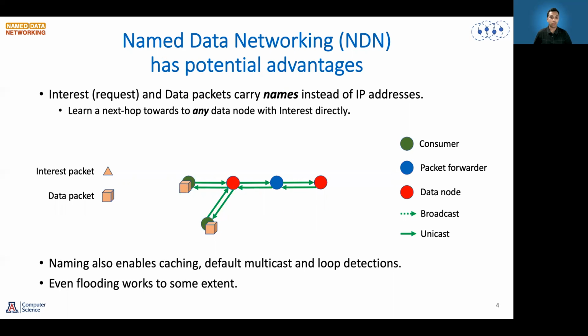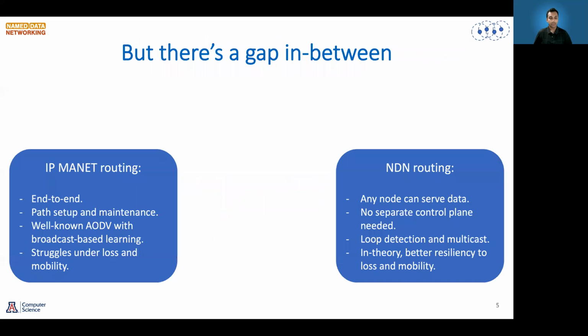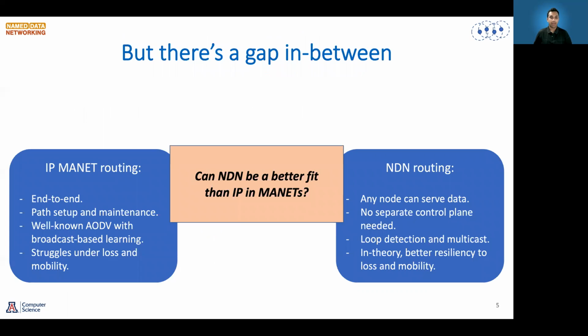Moreover, even flooding works to some extent, whereas data flooding in IP does not work without routing protocols such as AODV. So we've seen the challenges of IP-based MANET routing, and in theory, NDN should be a better fit for MANETs. However, existing works lack the analysis of a key question. Can NDN be a better fit than IP in MANETs?